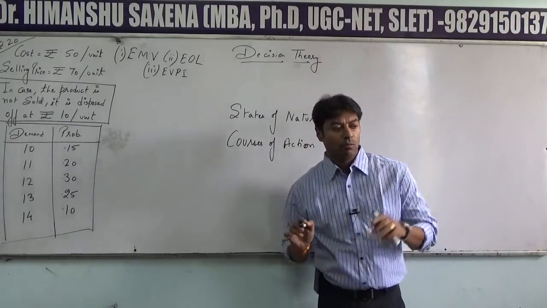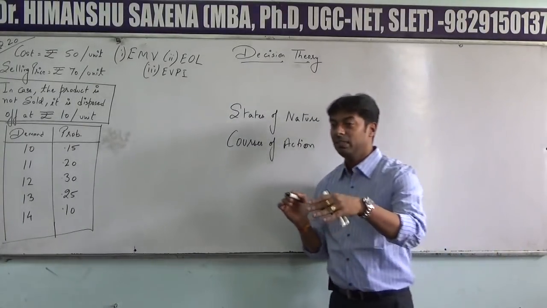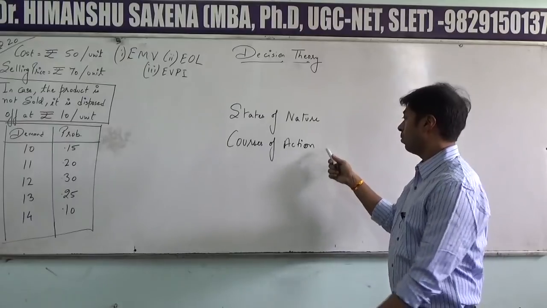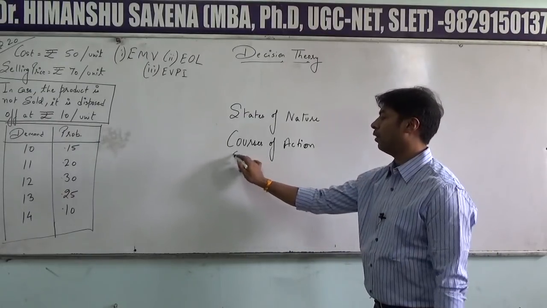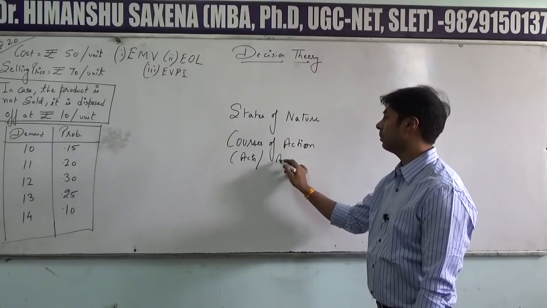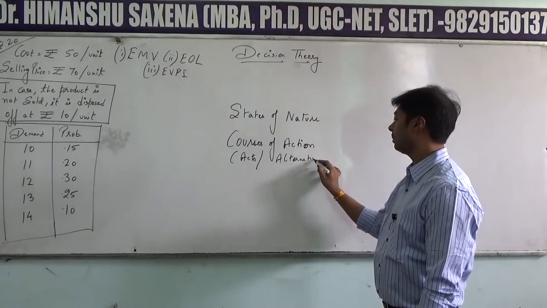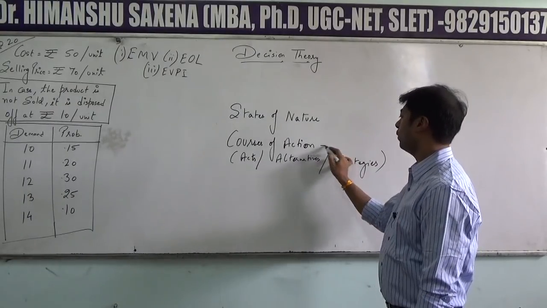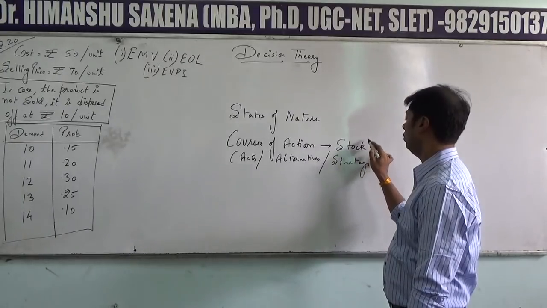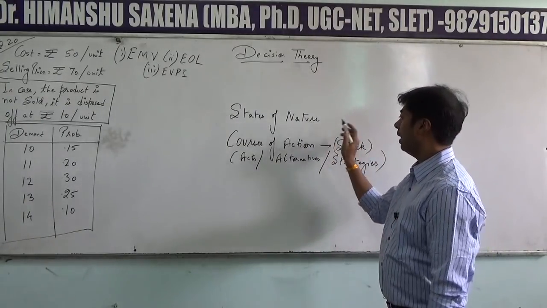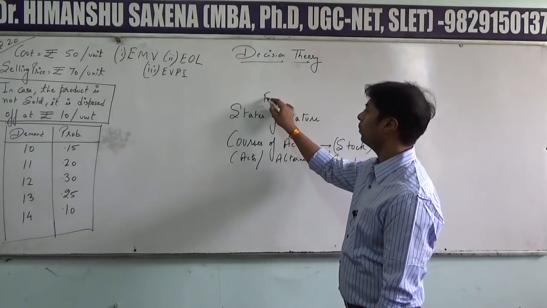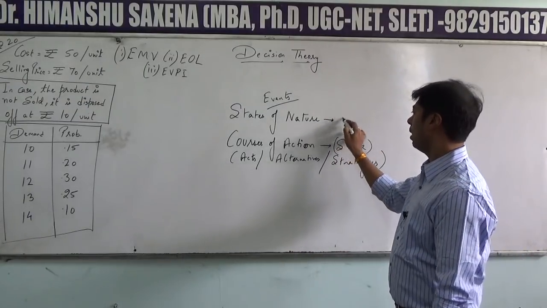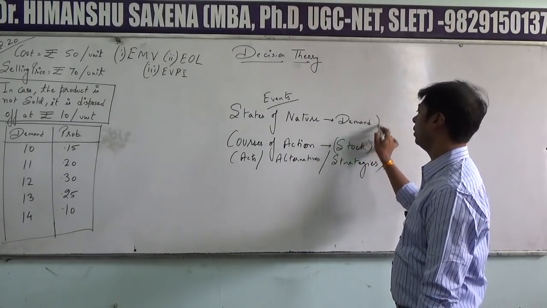So these two terms will be simultaneously used in each and every practical of decision theory. Remember, courses of action. The other names for courses of action are acts, alternatives, strategies, and the best example of course of action is the amount that you are going to stock. As far as state of nature is concerned, it is most popularly called by the name of events, and the best example of state of nature is demand.